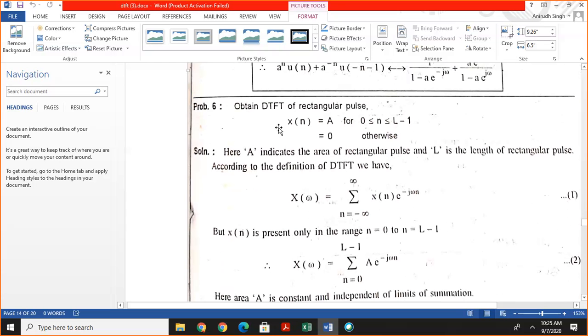Then obtain the DTFT, discrete time Fourier transform, of a rectangular pulse. X of n is a when n is less than or equal to L minus 1, where L is the length or duration of the rectangular pulse. So x of n is equal to a when n is less than or equal to L minus 1 and greater than or equal to 0, and x of n is 0 otherwise.